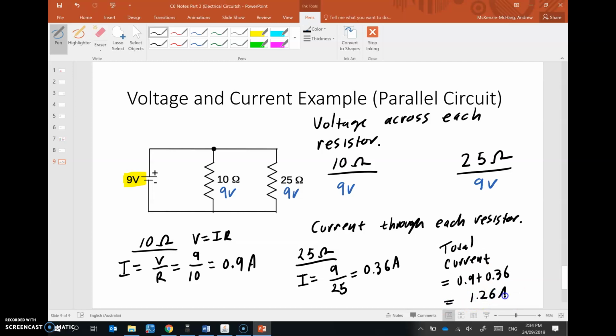So that is 1.26, I believe, amps. What that means is that if you were to measure the current here through the 10 ohm resistor, you're going to get 0.9 amps. If you measure it through the 25 ohm resistor, you're going to get 0.36 amps. But anywhere else in the circuit, like say here, this spot right here, that's going to be the total current, 1.26. Or if you did it over here, also 1.26 amps. So we still have a total current through the circuit. It's just that resistors of different resistance will have different amounts of current flowing through them. And that's how you do it.